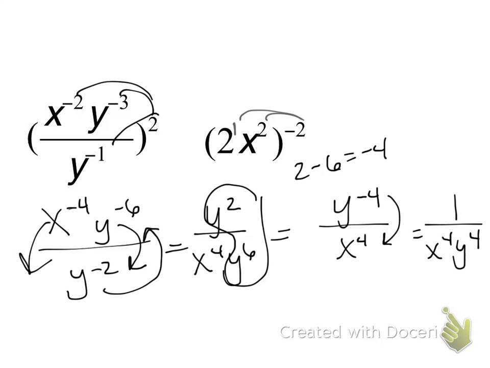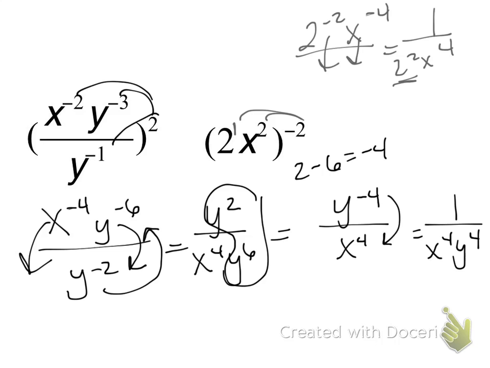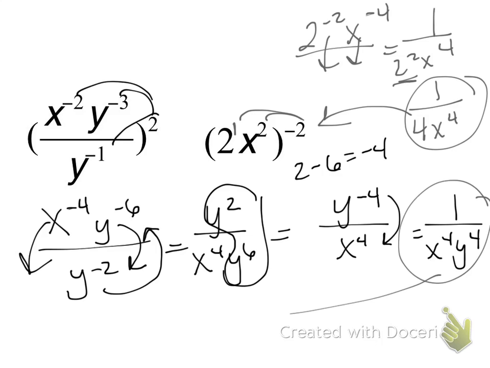So now I can distribute this negative 2, so I'm going to get 2 to the negative 2, x to the negative 4, because remember, power to a power we multiply, and then we got to make sure we drop them. So I got 1 over 2 squared x to the 4th. Well, we can take 2 squared, that's 2 times 2, so 1 over 4 x to the 4th. So that's my answer for this one. So those are my 2 answers.